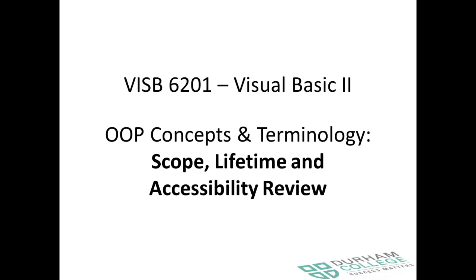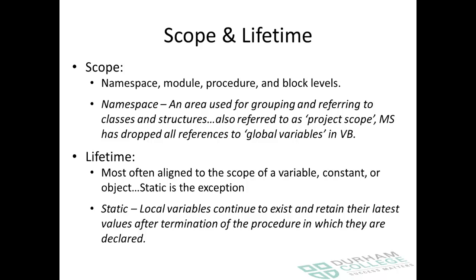Okay, carrying on with our series on OOP concepts and terminology for VB, it's worth taking a revisit to the concepts of scope, lifetime, and we'll also look at accessibility. In good object-oriented design, we want to hide the data, so we'll only allow access to those attributes that we define in a class through methods or property procedures of that same class.